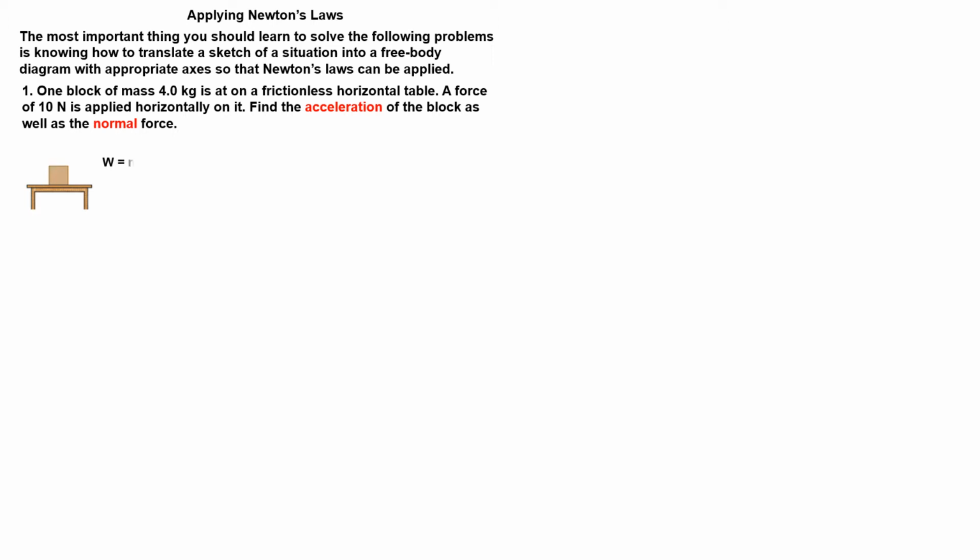Earth pulls the block downwards with the gravitational force, which we call weight, and has a magnitude equal to mass times gravity. Then the block pushes the table downwards as well. The table reacts and pushes the block upwards with a normal force. The normal force is exerted by the table and is perpendicular to the interface between the table and the block. It points upwards in reaction to the downwards force that the block exerts onto the table.